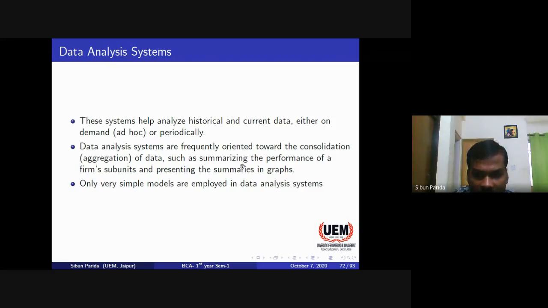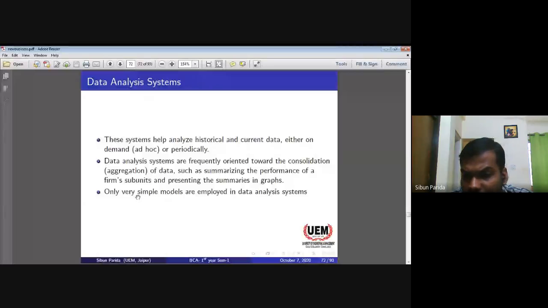Okay, such as summarizing the performance of a firm's subunit, and with a graph you are performing these things. Only very simple models are employed in data analysis systems. Okay, very simple information is there.